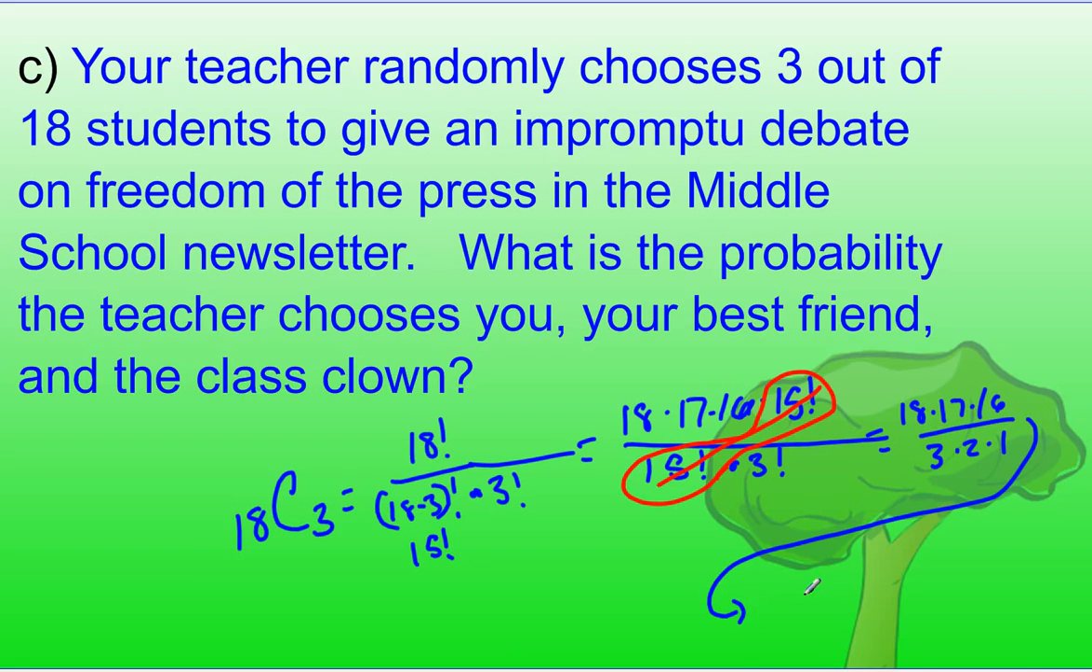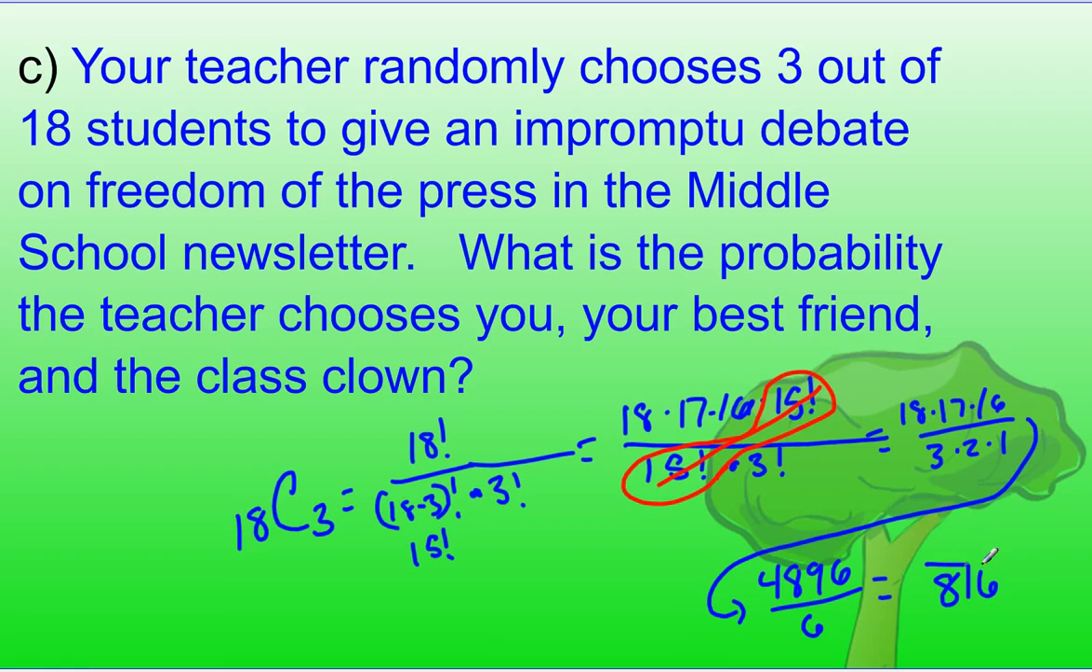Well, my top is 4,896. I'm cheating. I have an answer key here, which I already did the multiplication. But if you multiplied on your own, that's what you would get. On the bottom, 3, 2, 1 is just equal to 6. And then you simplify, you get 816. There's 816 ways you could pick 3 people from that room. Doesn't matter who you're picking first, second, third. You're just picking 3 people.